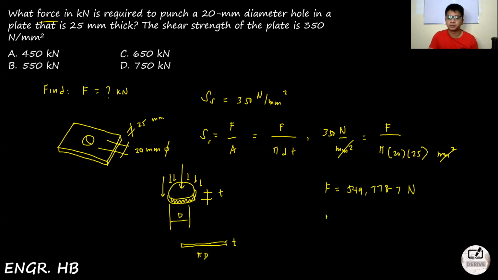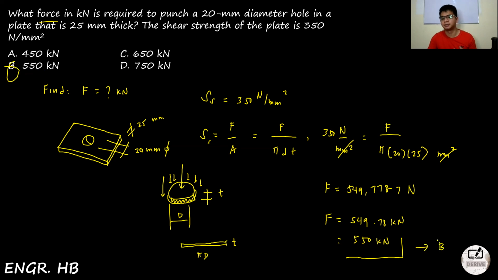And 1,000 Newton is equal to 1 kilonewton. So just divide your answer to be in kilonewton, kagaya ng sa choices. So ang lalabas is 549.78 kilonewton. And we have no decimal on the choices, so it should be rounded up. So that was 550 kilonewton. So meron ba tayong 550 sa answer? The letter A is 450, the B is 550. So ayun. Meron tayong 550 sa B and the answer is letter B.